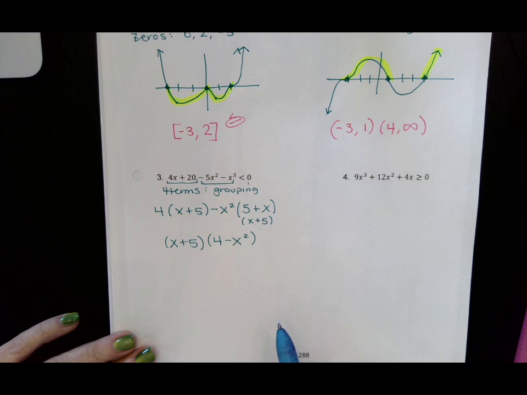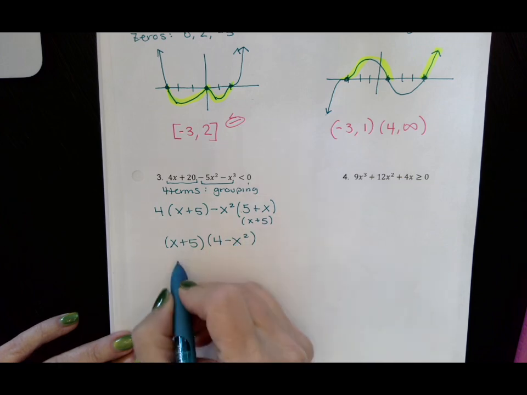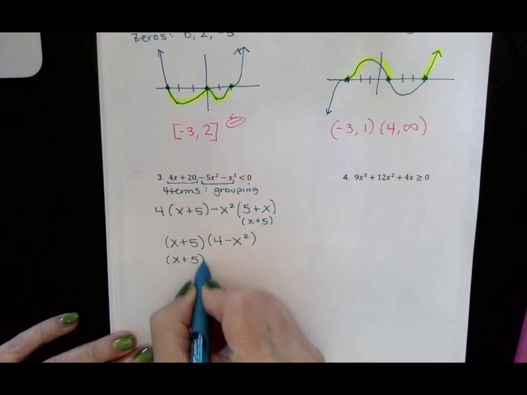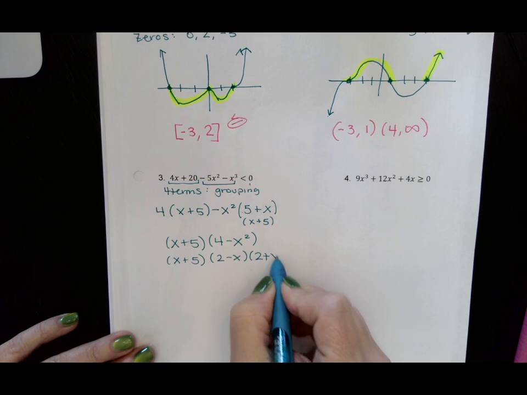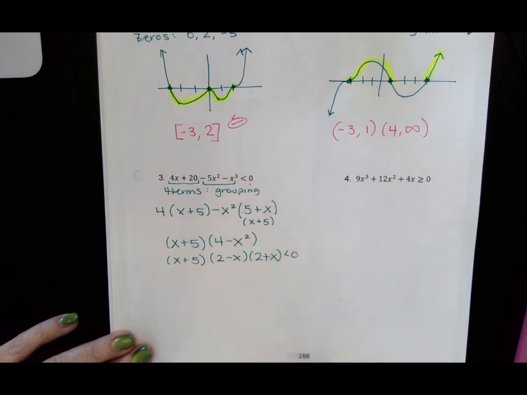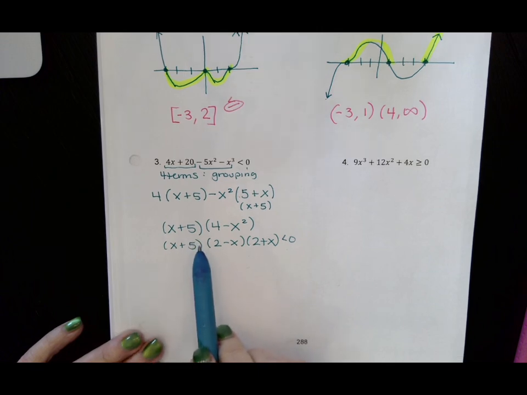All right, so if I have 4 minus x squared, this is a perfect square. This is a difference of squares. So x plus 5 stays, and this is going to be 2 minus x and 2 plus x. And this whole thing is less than 0. So this one's tricky. We got a lot of things going on. You got to really go back to what we did earlier when we were factoring by grouping.